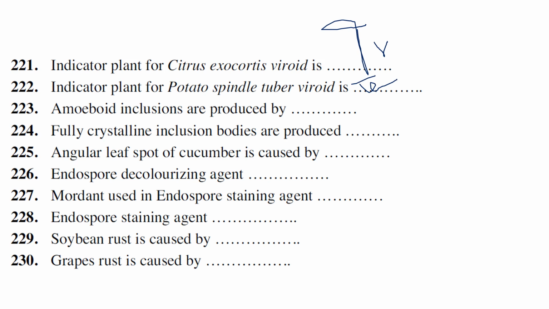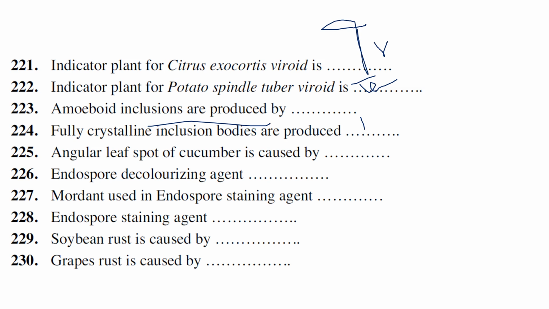Tomato. And amoeboid inclusion bodies are produced by. So every virus produces inclusion bodies as an identification factor. For example, tobacco mosaic virus produces X bodies. So bullet shaped inclusion bodies or granular inclusion bodies, such kinds of inclusion bodies we might have seen in the virology section itself, right? So every virus produces its own inclusion bodies. So they're asking which virus produces amoeboid kind of inclusion bodies. So turnip mosaic virus produces amoeboid kind of inclusion bodies.